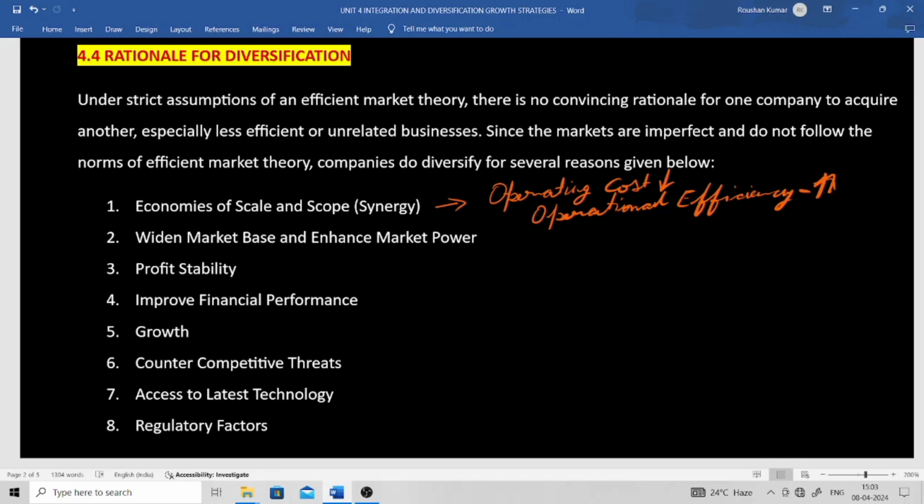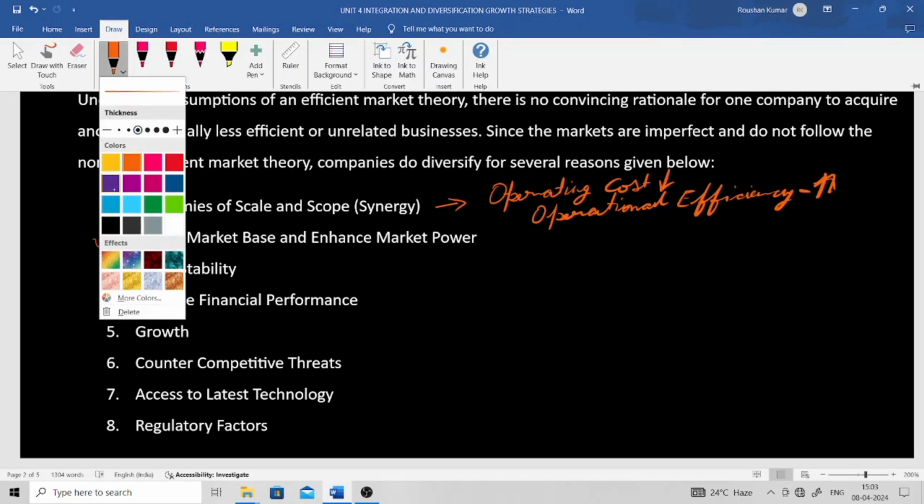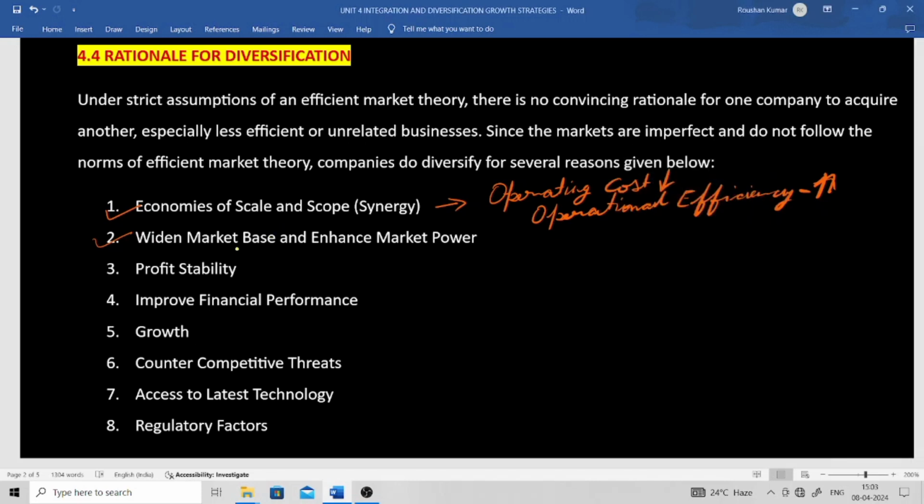Then the third one: the first is done, the second is done, now move on to the third. Now let's check it out. There you have it. The third one I'm talking about is profit stability.